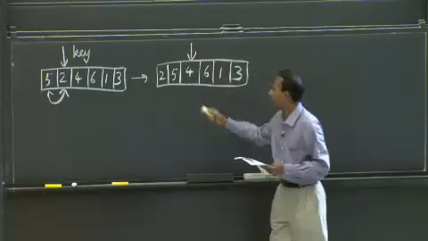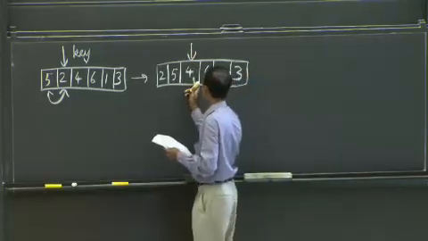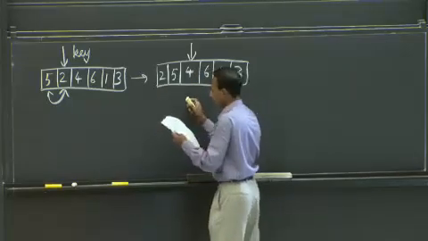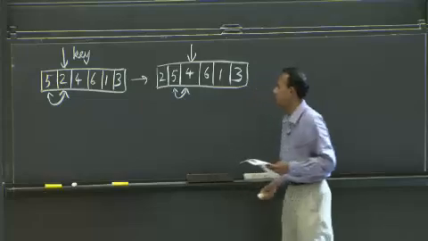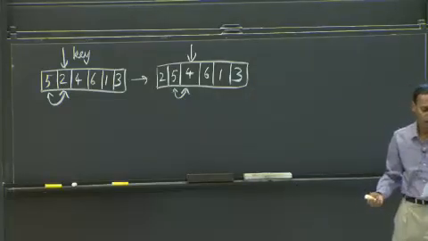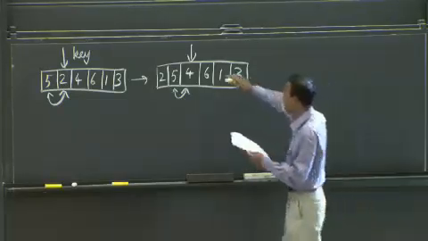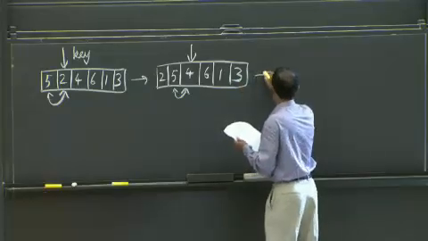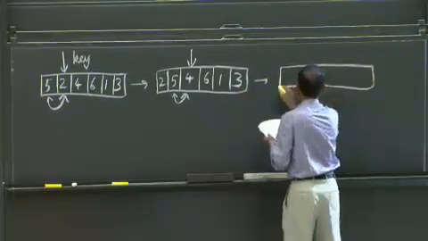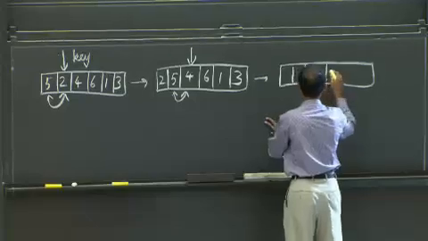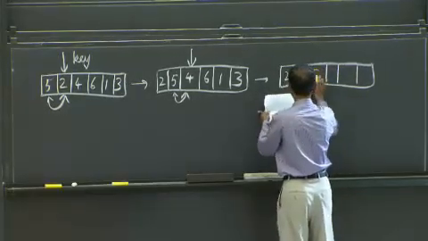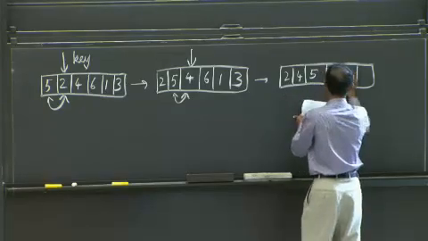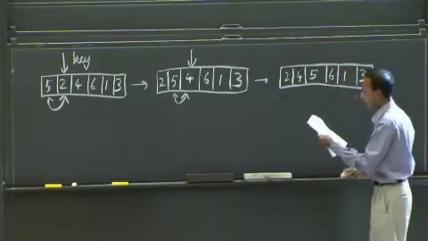Now your key is here at item 4. Again, you need to put 4 into the right spot, and so you do pairwise swaps. In this case, you have to do 1 swap, and you get 2, 4, 5. And you're done with this iteration. So what happens here is you have 2, 4, 5, 6, 1, 3.